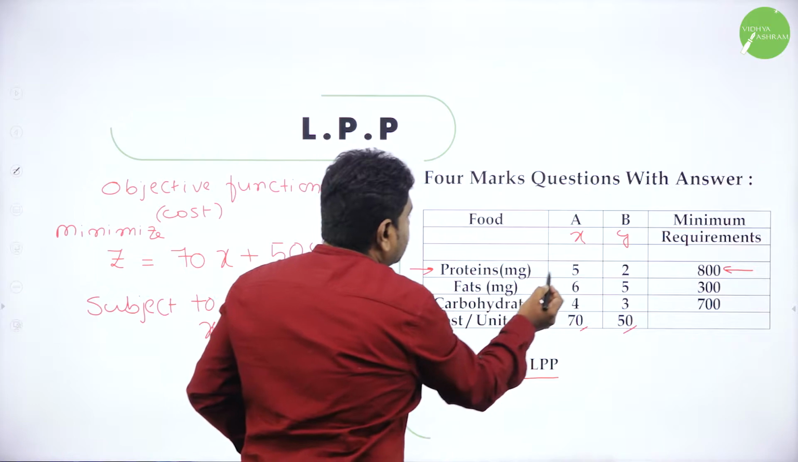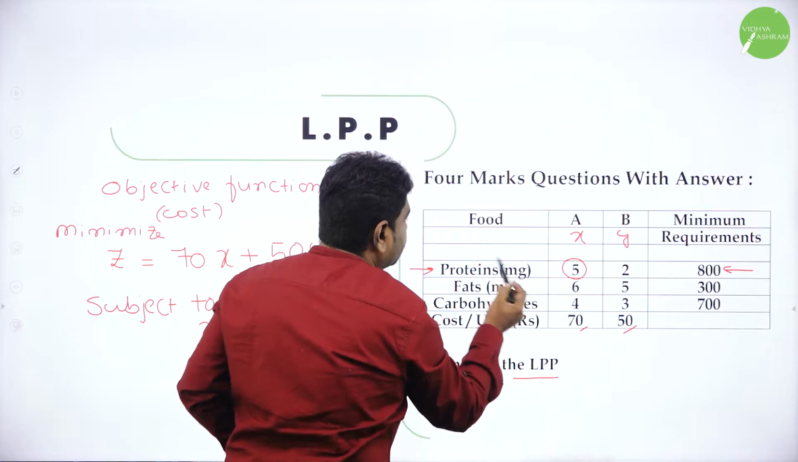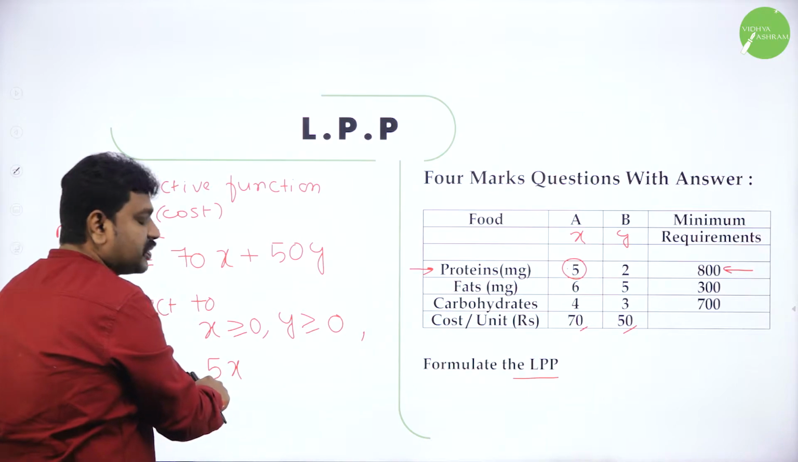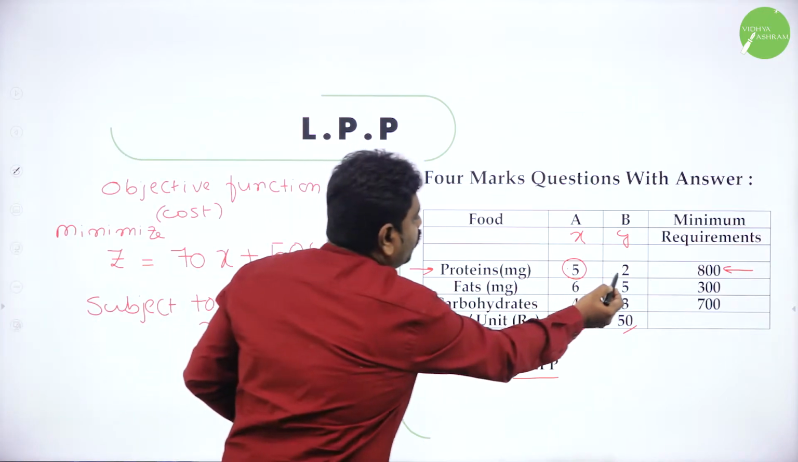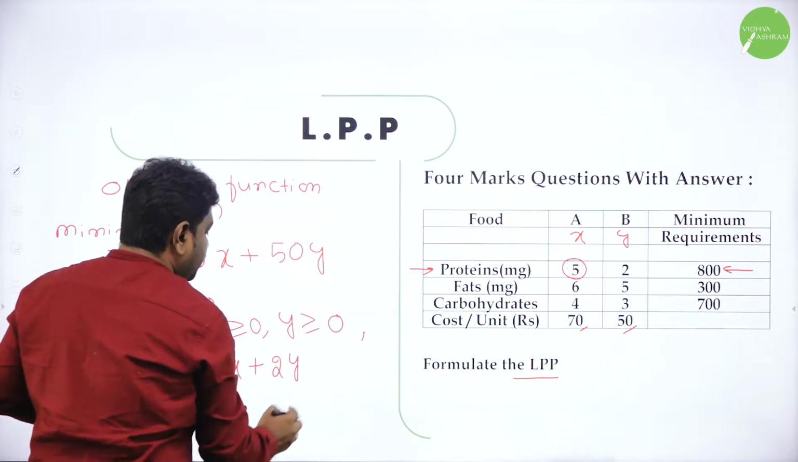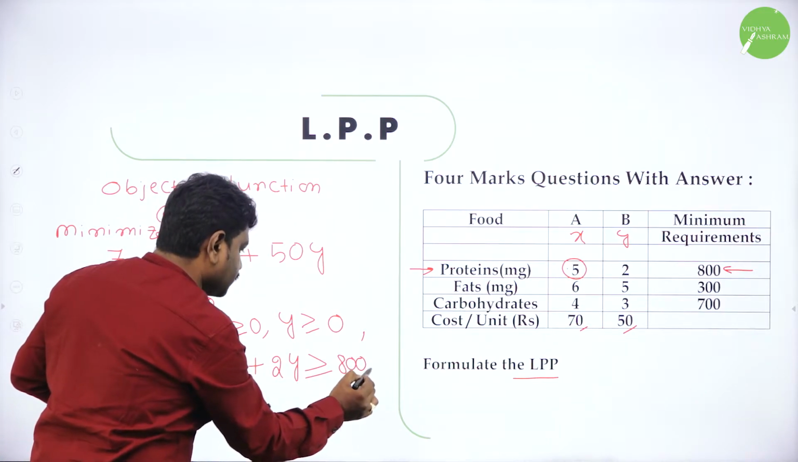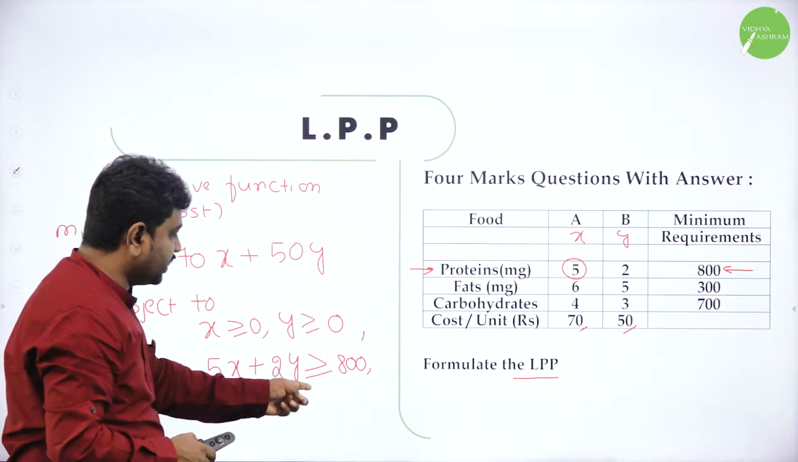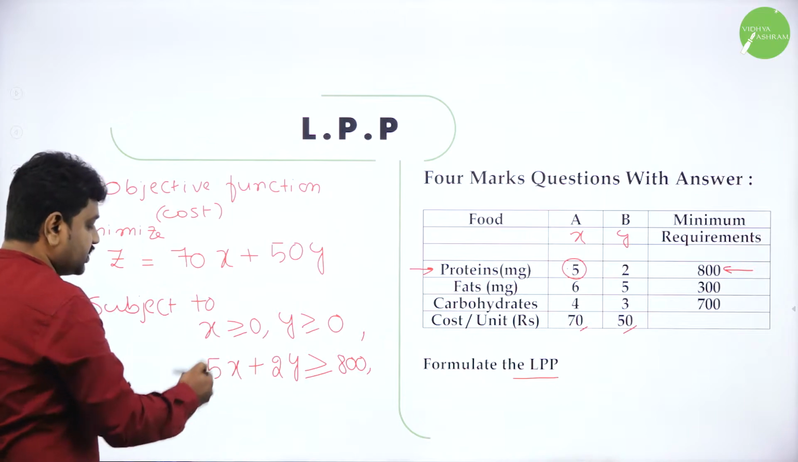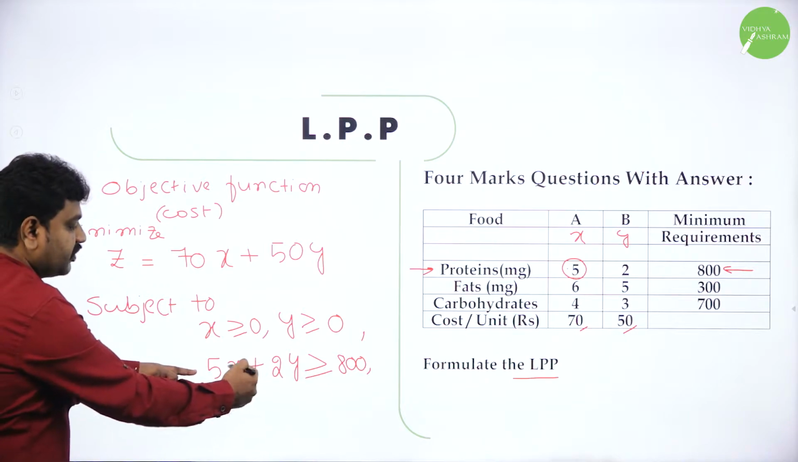800. So in food A we have x units. So food A contains 5 units of proteins. So total 5x. 5x is the proteins present in food A, and 2y is the proteins present in food B. So total protein should be greater than or equal to 800. So 5x plus 2y should be greater than or equal to what? 800. This is protein constraint.